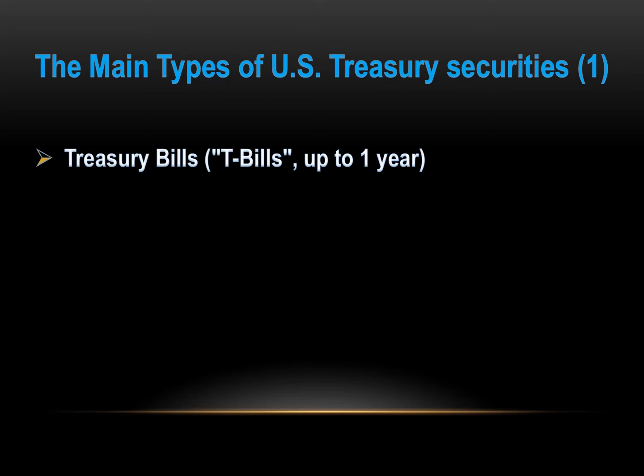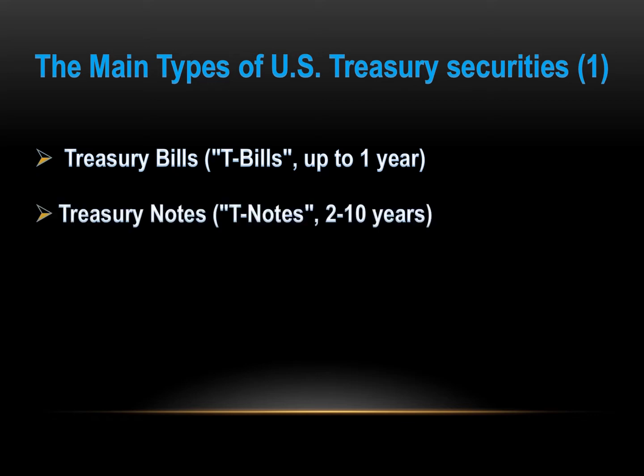The next thing I'd like to discuss is Treasury notes, or T-notes. Treasury notes, also known as T-notes for short, are intermediate-term bonds from the U.S. Treasury. They commonly mature in 2, 3, 5, or 10 years. Holders of T-notes can expect to receive semi-annual interest payments at fixed coupon rates.